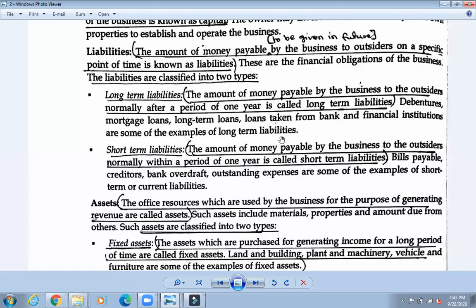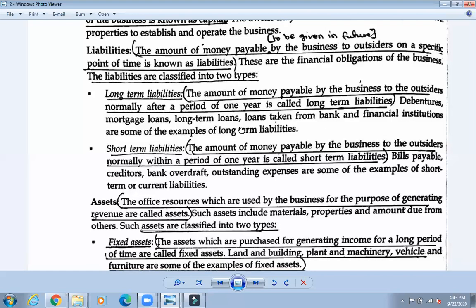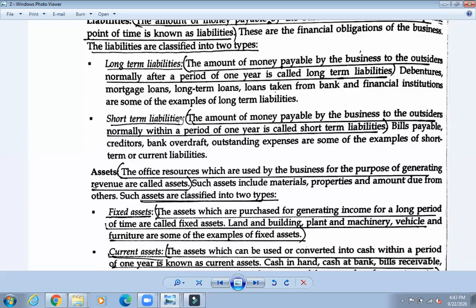Some of the examples are given over here. So next one is short term liabilities. Short term liabilities means that money which is needed to be paid to the outsider. Short term means what? Is it more than 1 year or less than 1 year? It is less than 1 year. Within a period of 1 year, within means भित्र. Okay, so 1 year भित्रै तिमीले तिर्नु पर्ने छ. If you need to pay within 1 year, then that is called the short term liabilities.